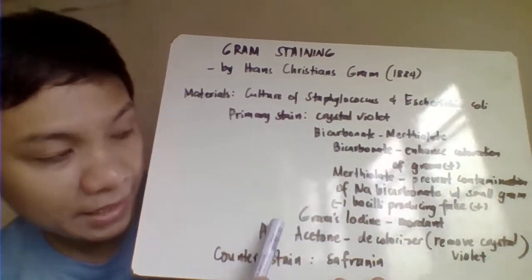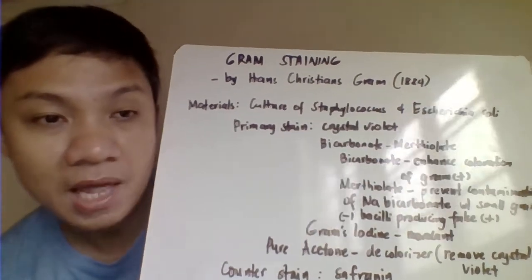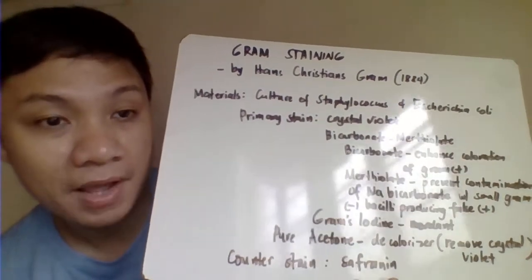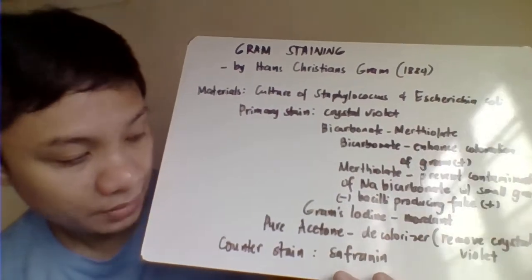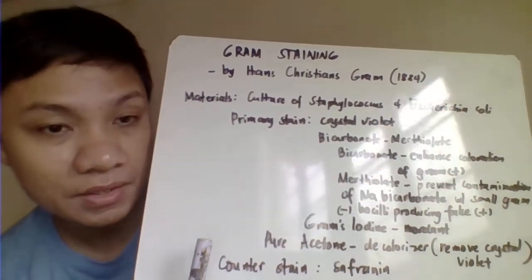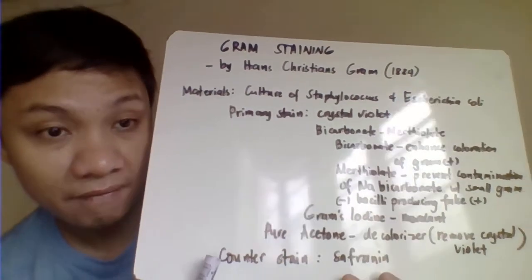We are also adding gram's iodine as a mordant. A mordant helps the stain to be taken up by the bacterial cell. We also have a decolorizer in the form of acetone. And another one, we have the counterstain, which is the safranin.